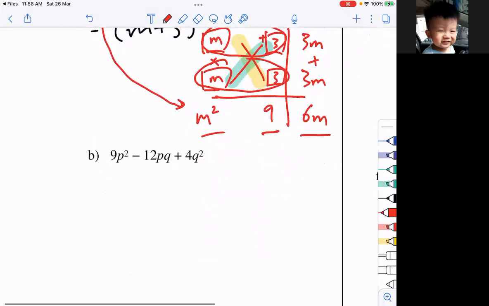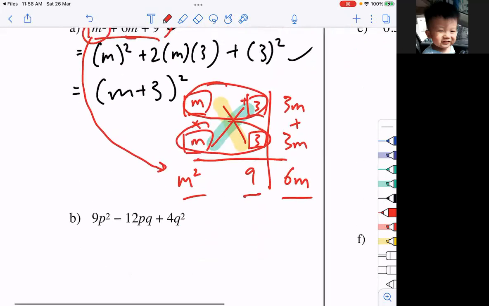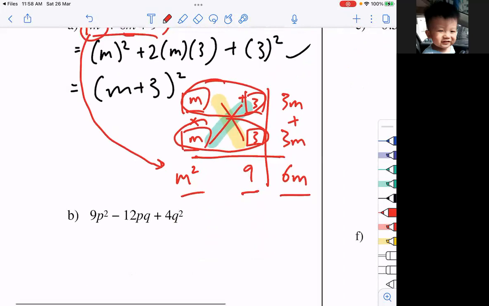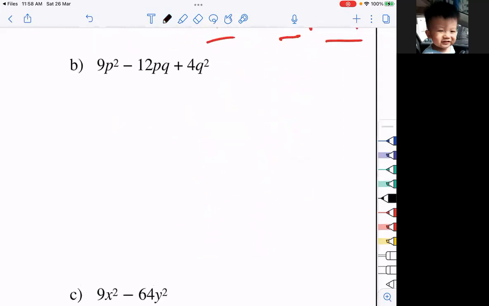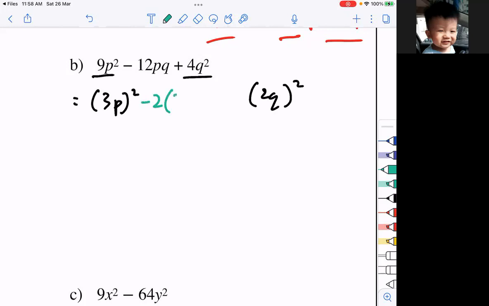B. Copied already? So the arrangement and what you do with each box, you slowly get used to it. Okay, for B, I use the identities formula method first. Identity formula means I hope the first term and the last term are perfect squares. Are they perfect squares? Yes, it's beautiful. The first term is 3p whole thing squared. The last term is what whole thing squared? 2q. I'm hopeful that the middle happens to be minus 2 times 3p times 2q. I'm just hopeful lah.